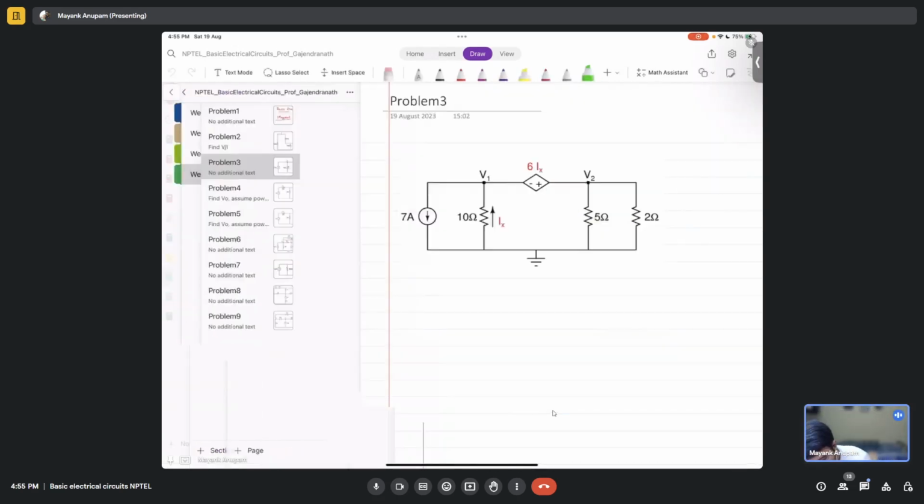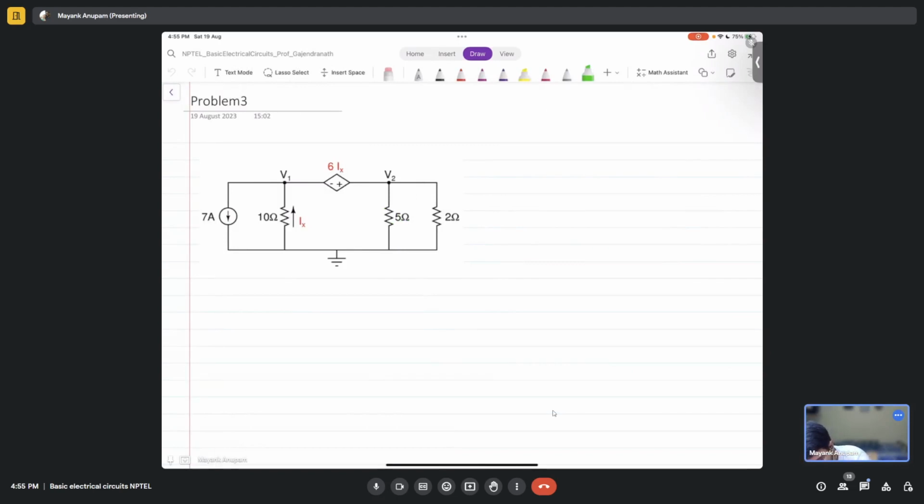Okay, coming to the third question. Let's solve this. Here I will not write the KCL equation. I want you to form the matrix of this. Tell me how many entries the matrix will have. What is the dimension of the matrix that I am going to form for this?